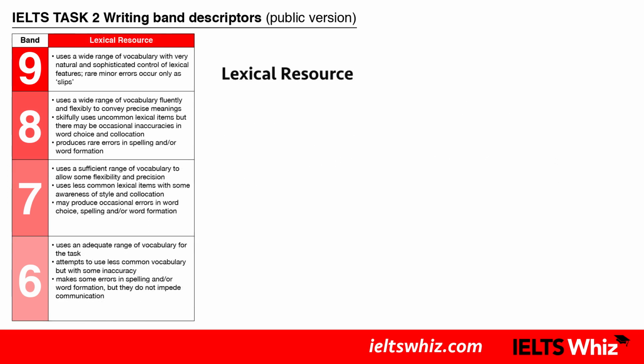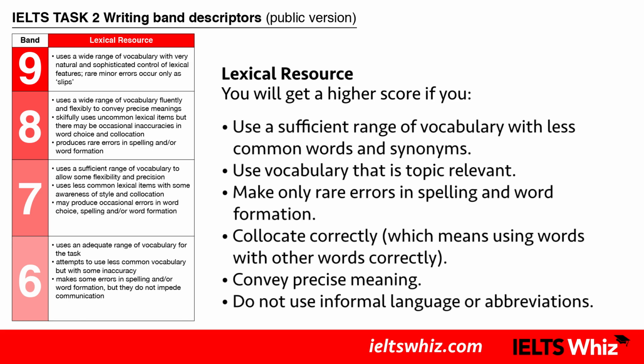Thirdly, we will look at lexical resource or vocabulary. You will get a higher score for writing task 2 if you do the following. Use a sufficient range of vocabulary with less common words and synonyms. Use vocabulary that is topic relevant. Make only rare errors in spelling and word formation. Collocate correctly, which means using words with other words correctly. Convey precise meaning. Do not use informal language or abbreviations.